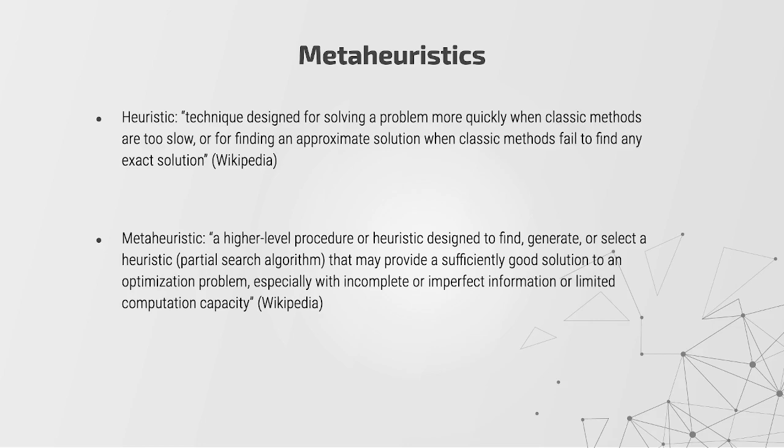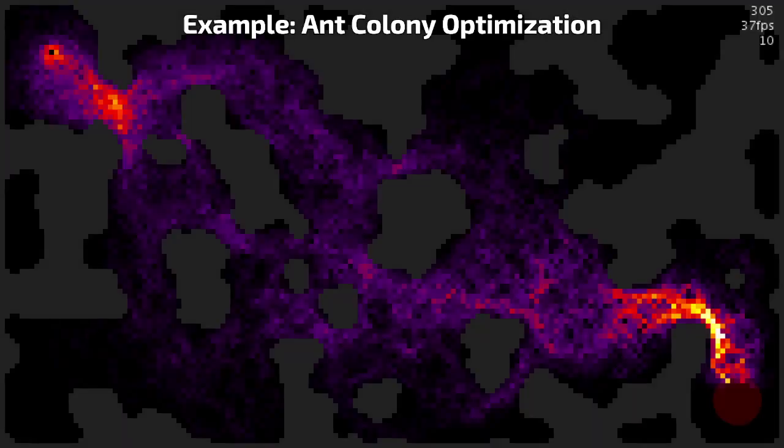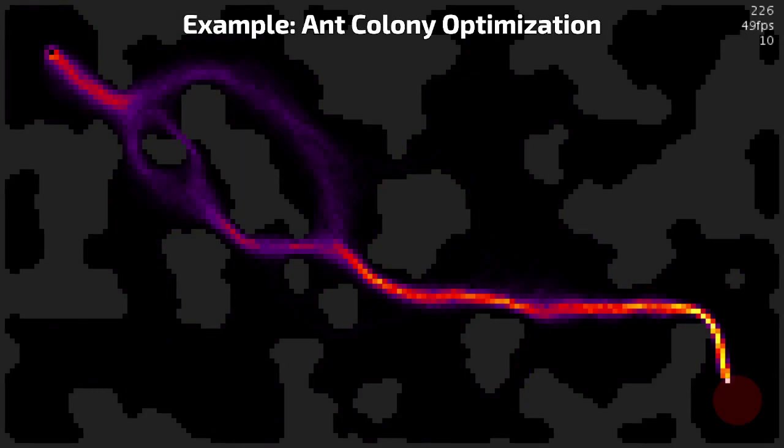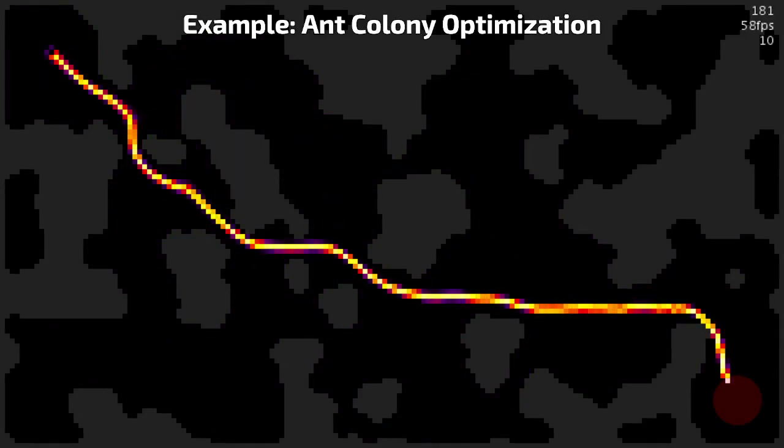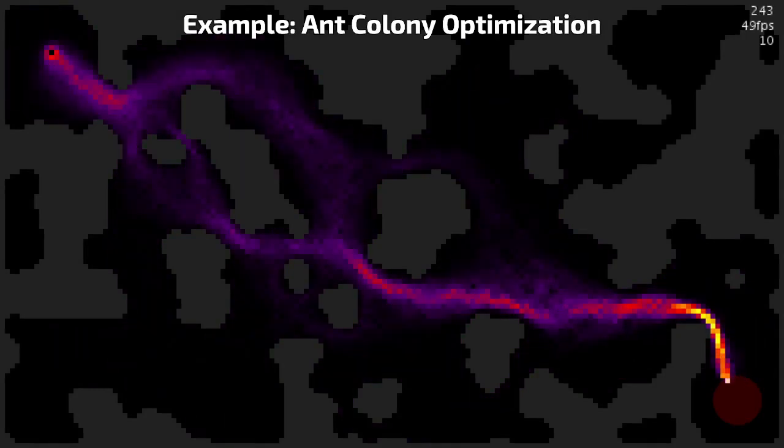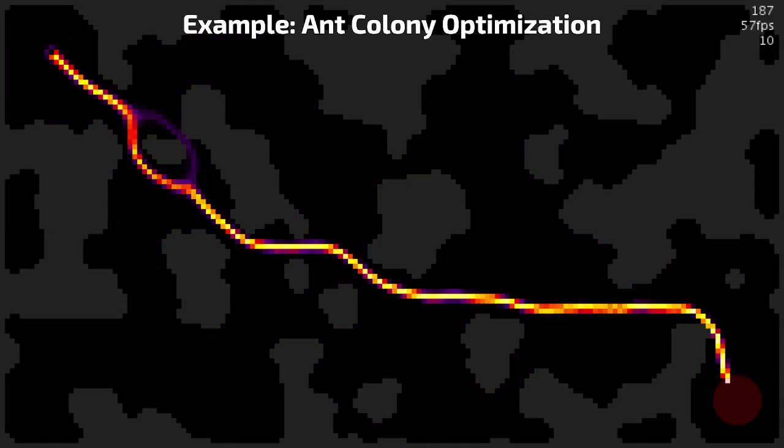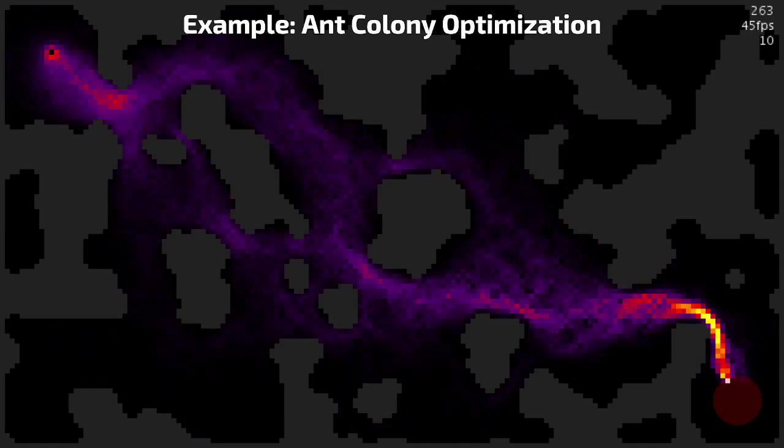And then a meta-heuristic, they say, is a higher level procedure or heuristic designed to find, generate, or select a heuristic. So this is something at a higher tier than a heuristic. It can not only solve the problem, but figure out how to solve the problem, if that makes sense. One of the reasons I really like this is there's a lot of really cool algorithms derived from it, and a lot of them are nature inspired, which I think is super cool.